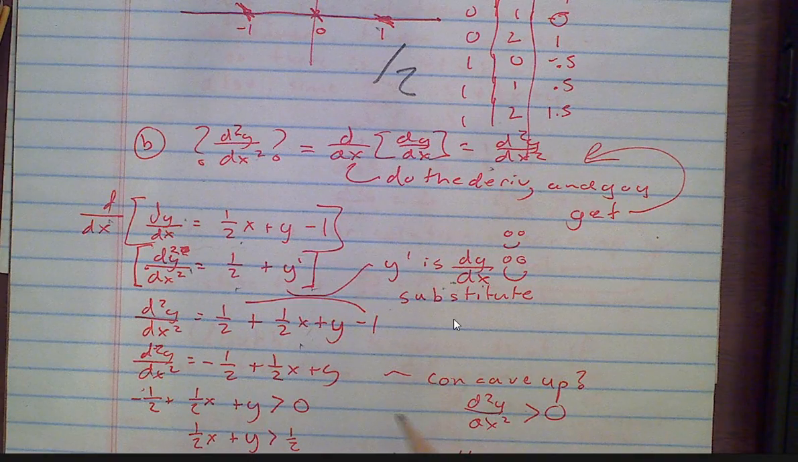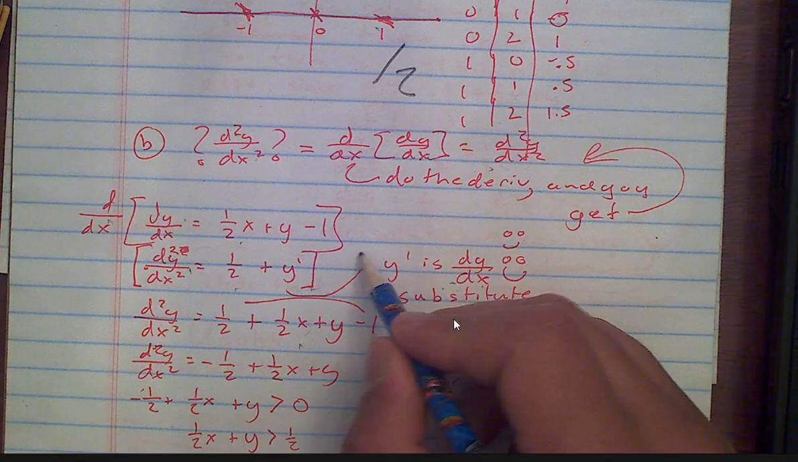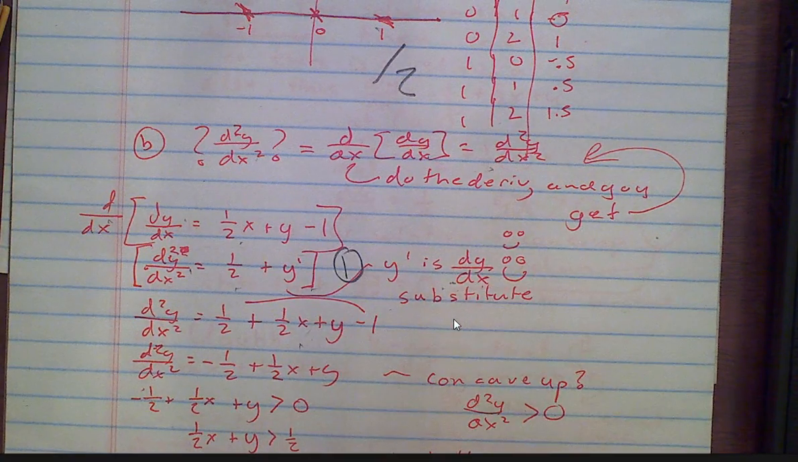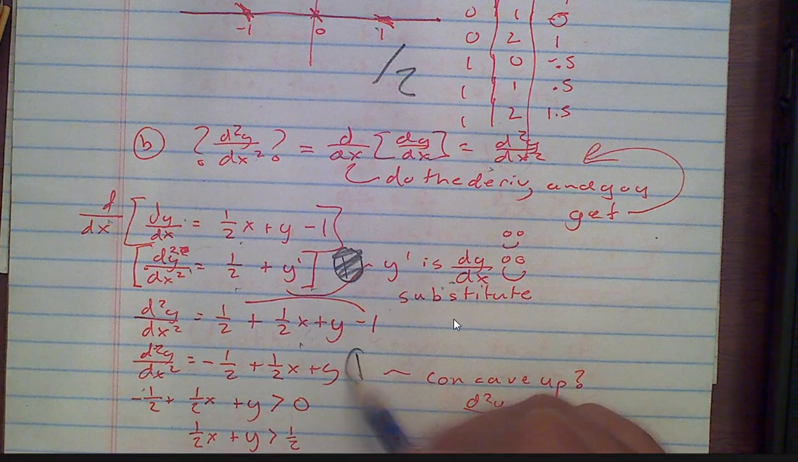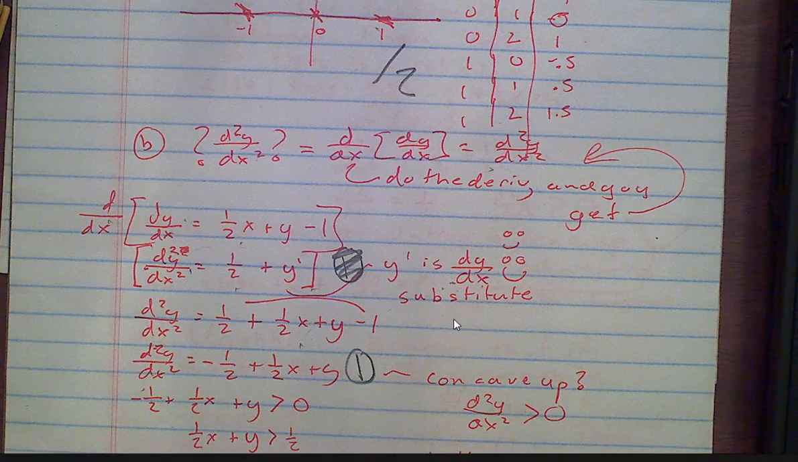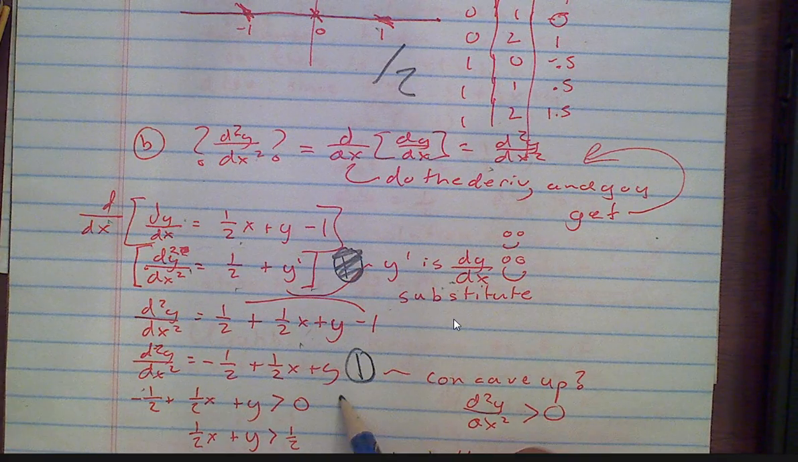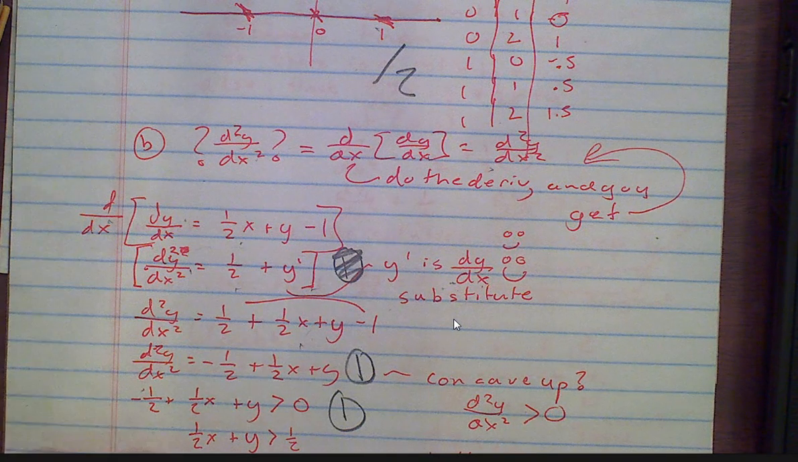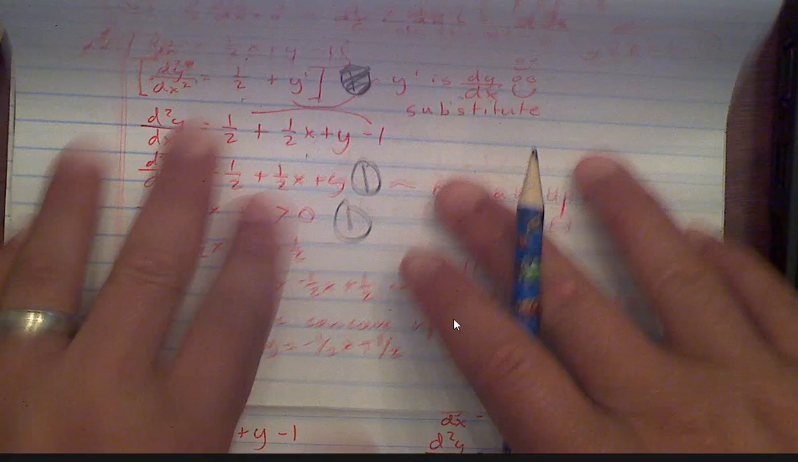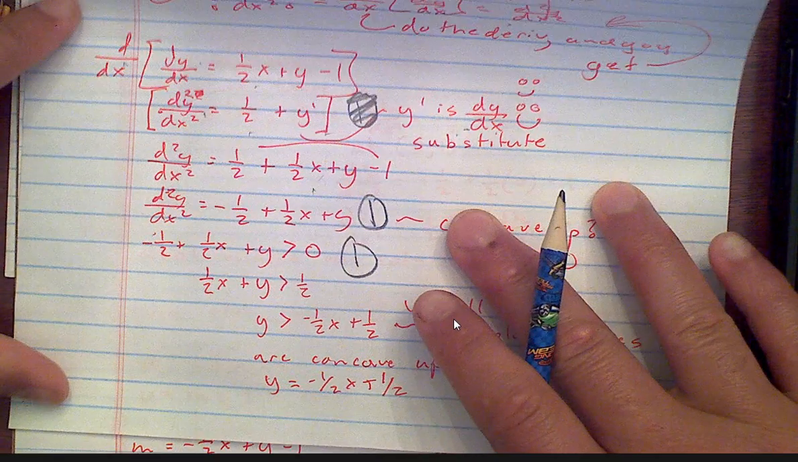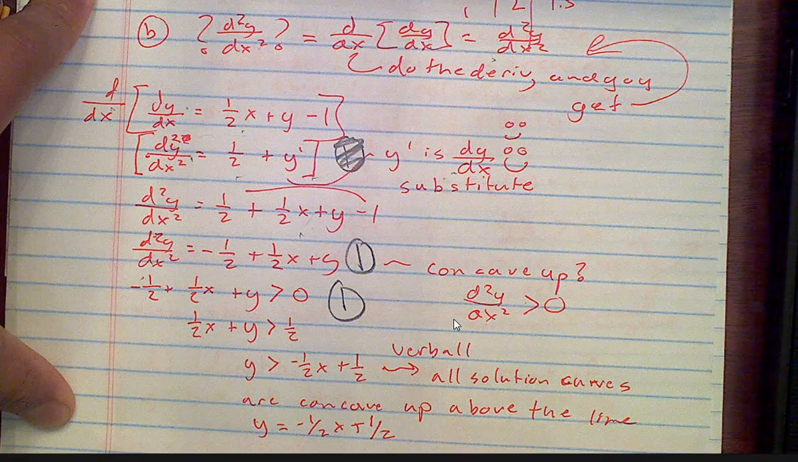Okay, so you get a point for taking the derivative here, in my opinion. Well, actually, no, scratch that. You get a point for taking the derivative and getting the right solution. Now you get a point as well for knowing that the second derivative has to be greater than 0 in order for it to be concave up. Okay? So I'll give you a point there.